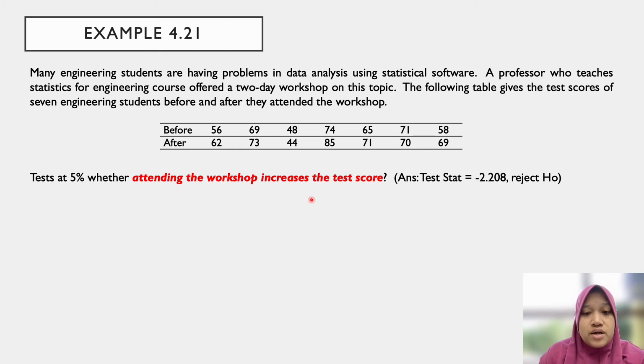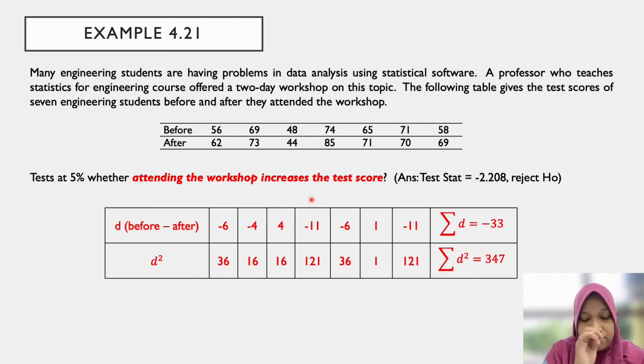So as usual, you need to follow the 5 steps involved in conducting the hypothesis testing. But before that, you need to first find the value of d bar and the standard deviation of the difference. How to calculate them? First, you need to calculate the difference, meaning that we subtract the value of before and after.